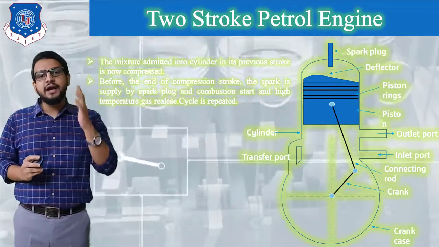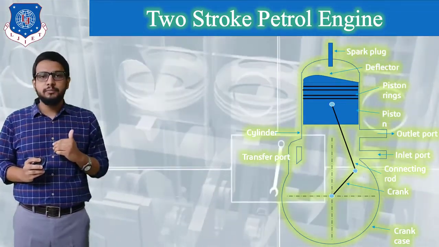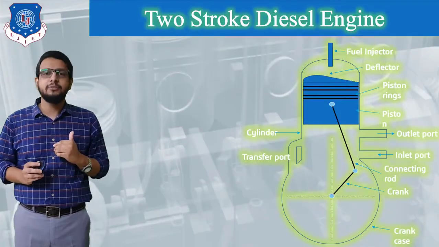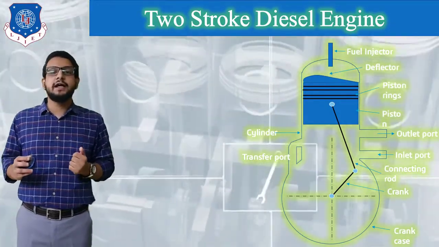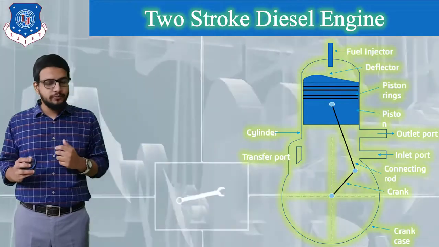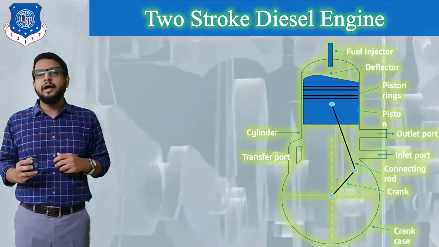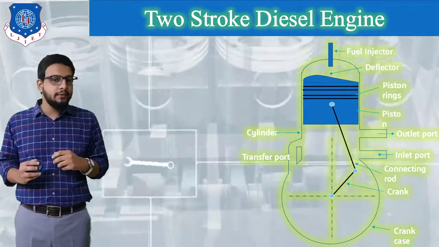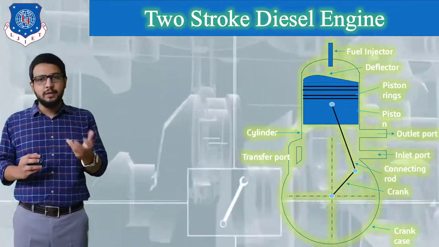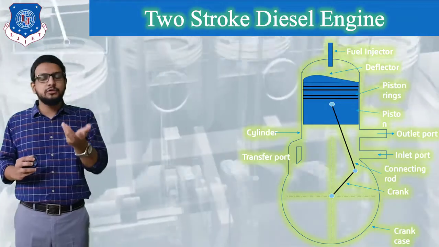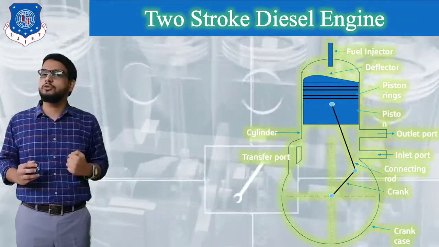Okay, so I hope, guys, that you are clear with our two-stroke petrol engine. Now let's see the similar two-stroke diesel engine. The main difference in a two-stroke diesel engine is that we are going to use a fuel injector in place of a spark plug, and during suction, that is through the inlet port, only air is going to enter into the crankcase. The remaining working system is totally the same as a two-stroke petrol engine.